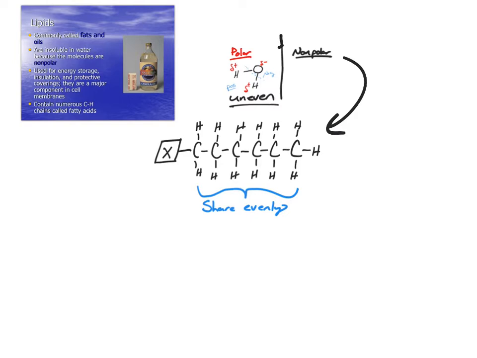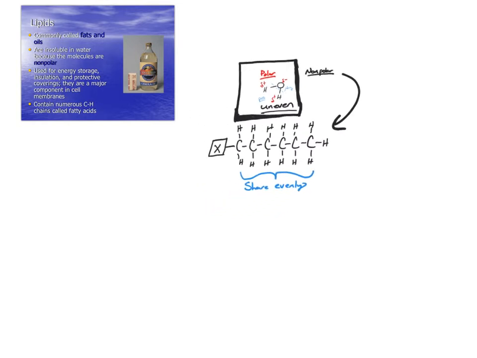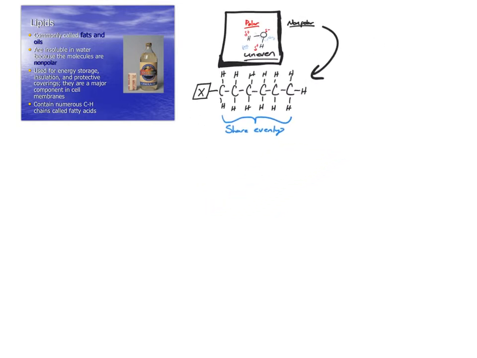So polar means that they share unevenly and they have a positive and negative side. They have a positive and negative side because they share unevenly. Nonpolar means they share evenly, which means they don't have a positive or negative side. It's all neutral. So you ready for the rule?